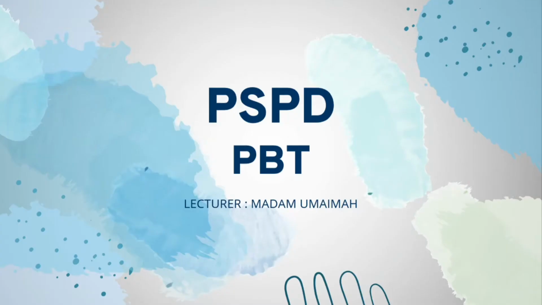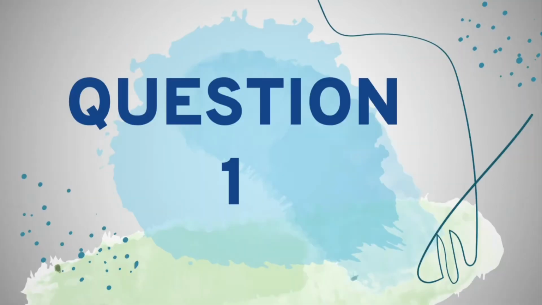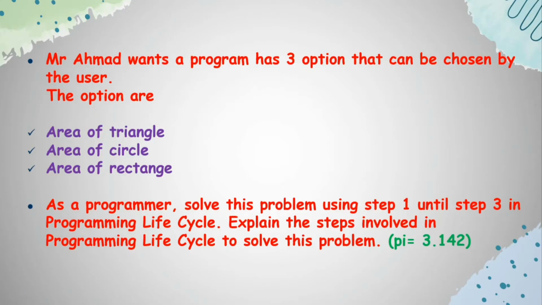Today I want to present a problem-based task of problem solving and program design. Question 1. Mr. Hamad wants a program with three options that can be chosen by the user. The options are area of triangle, area of circle, and area of rectangle. As a programmer, solve this problem using step 1 until step 3 in the programming life cycle. Explain the steps involved in the programming life cycle to solve this problem.